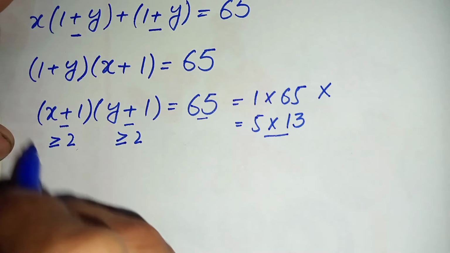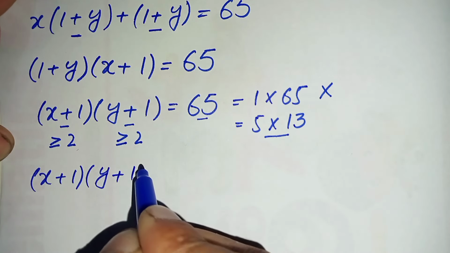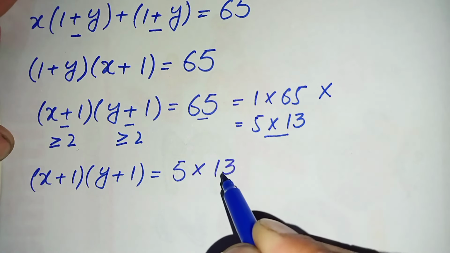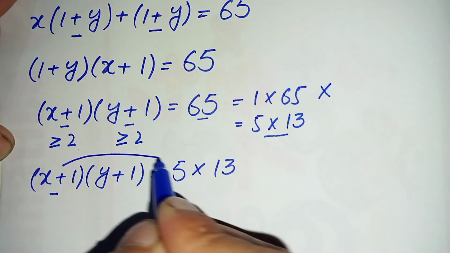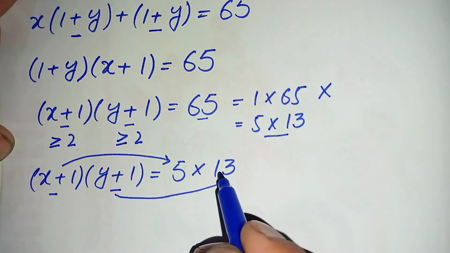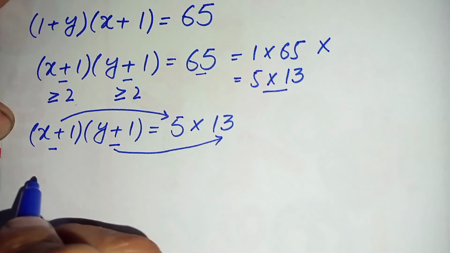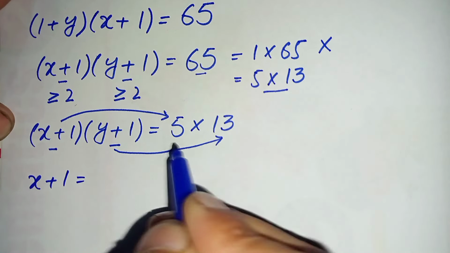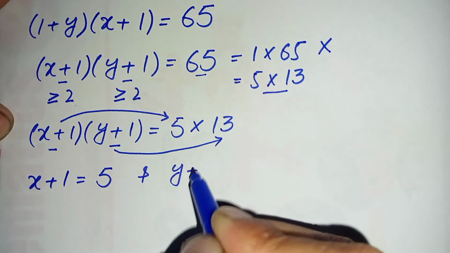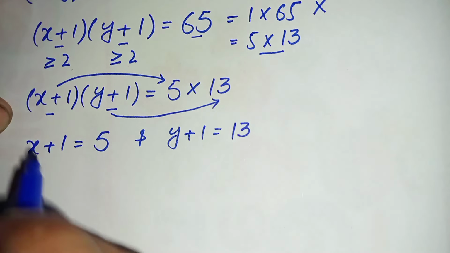So further we can write this equation as x plus 1 times y plus 1 is equal to 65, can be written as 5 times 13. Now here we will compare this first expression with the first one number and this second expression with the second one number. Here we can also compare the first expression with the second number and the second expression with the first number. So by comparing these expressions, we will get two equations. One is x plus 1 is equal to 5, and the second equation is y plus 1 is equal to 13.